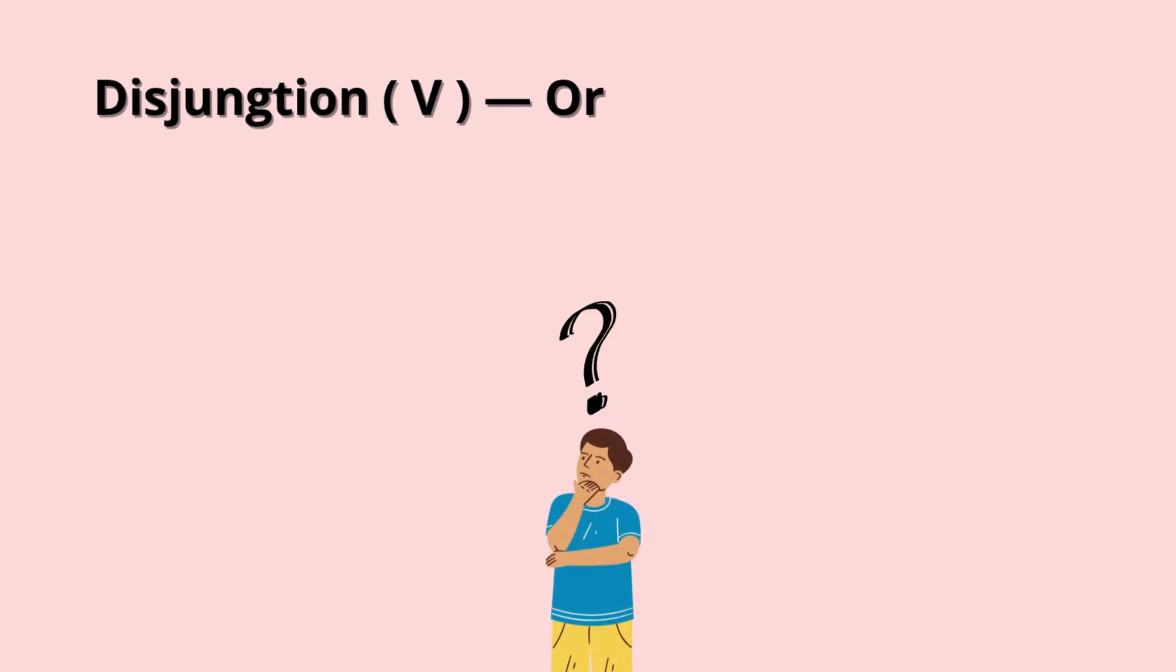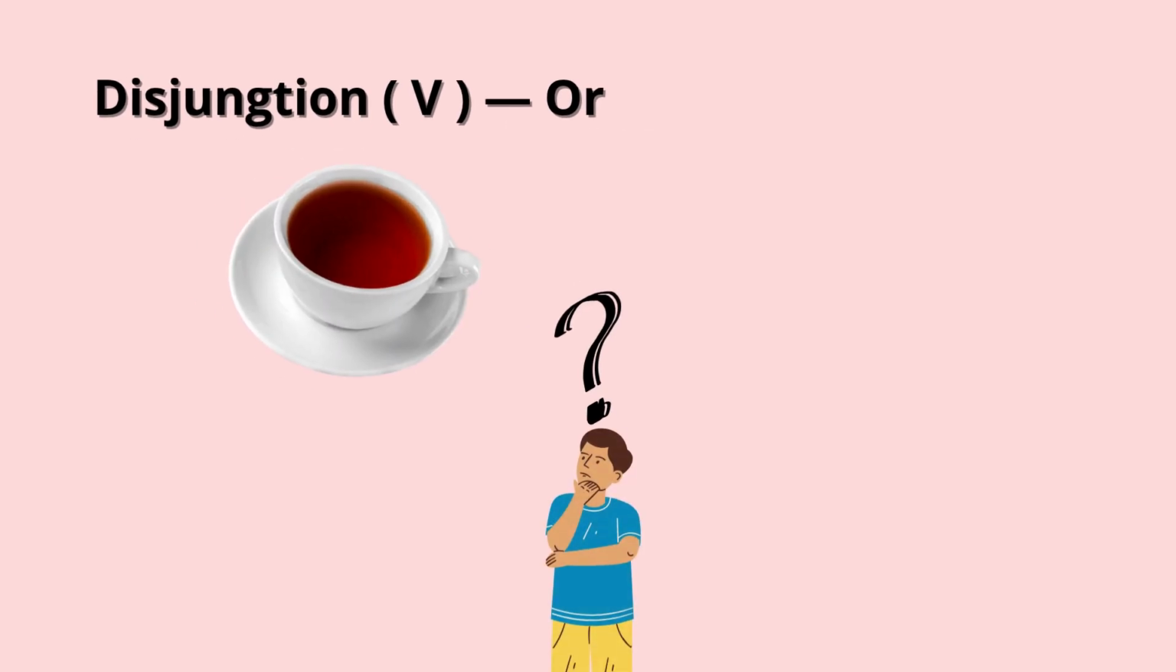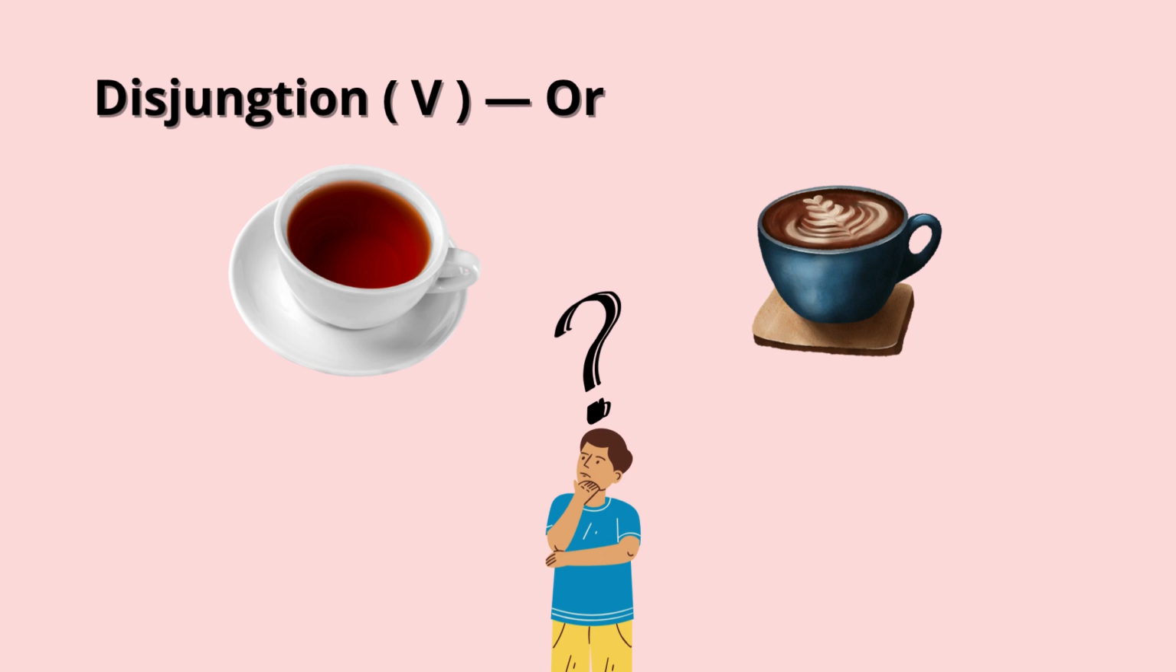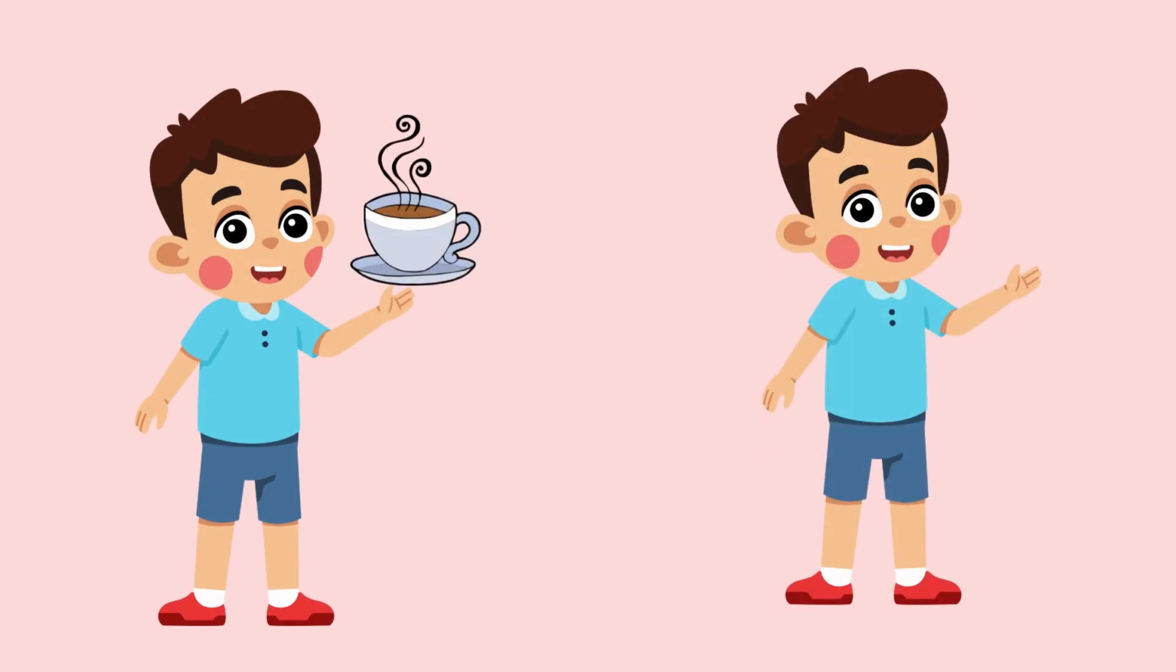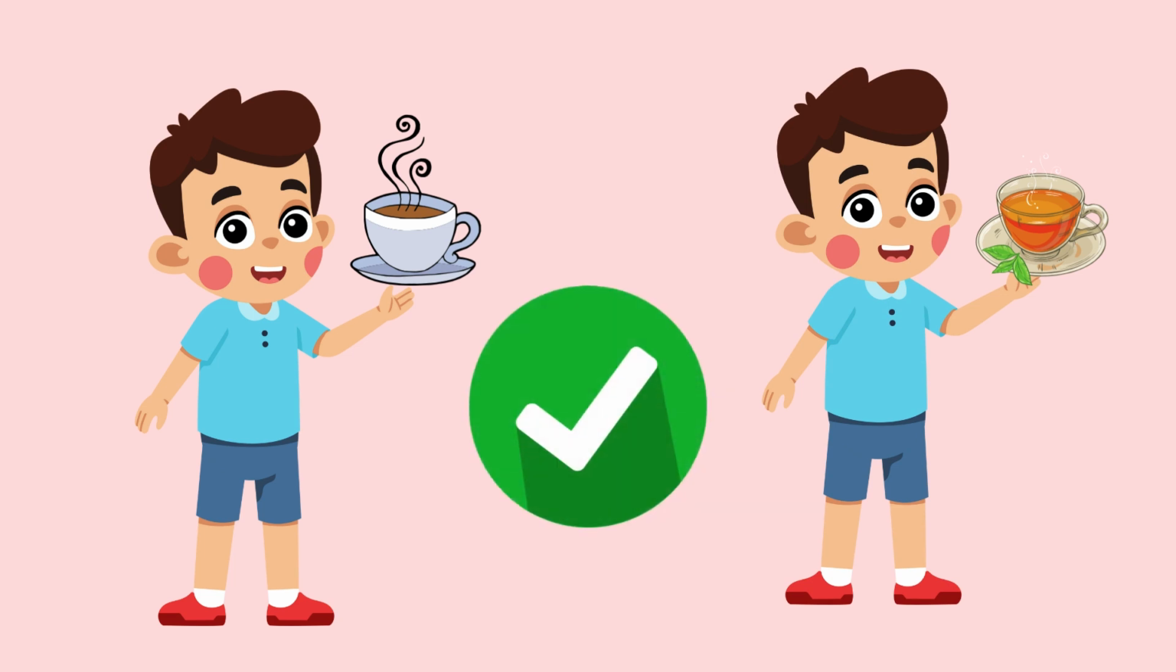And this is the disjunction symbol, usually called OR. For example, I want to drink, but I'm confused about whether to choose tea or coffee. So I decide to drink tea. But you can also drink coffee later, so you can drink both.